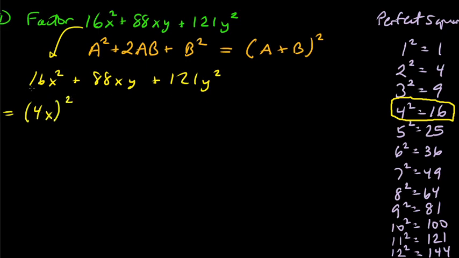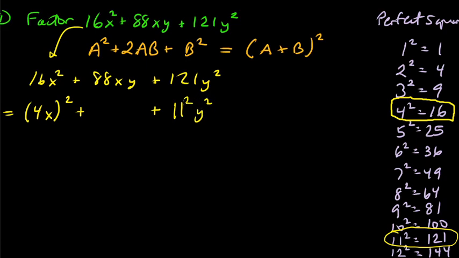4x times 4x is 16x squared, right? Let's leave the middle term for the moment here. The 88xy, we'll come back to that. Let's go on to the 121y squared. 121, way down here, is 11 times 11. So 11 squared, right, is 121. And then y squared is y squared.